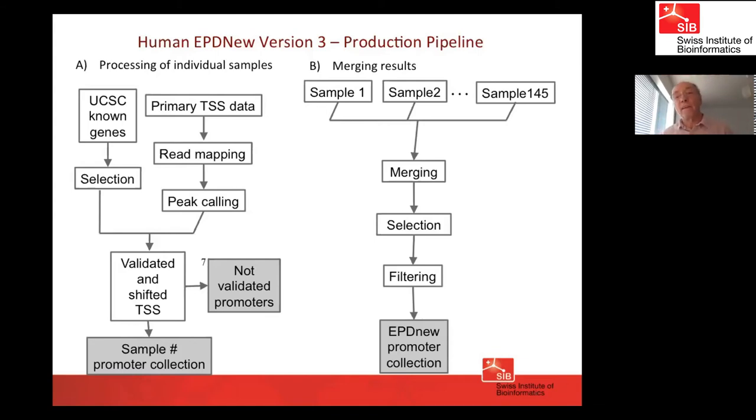And then we basically do a similar procedure for the TSS obtained from each sample. Note that we now have many. We have more than 1,000 samples. So we merge this and we take not the promoter which has the highest number of CAGE tags in total, but the one which was selected as the major promoter in the highest number of samples. And that leads to a new EPD promoter collection, which contains the reference TSS for genes.